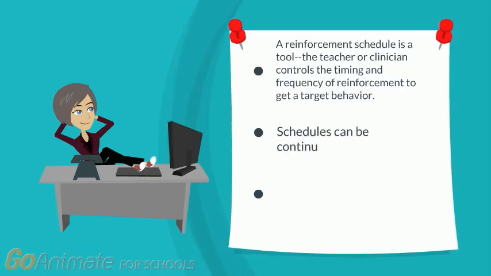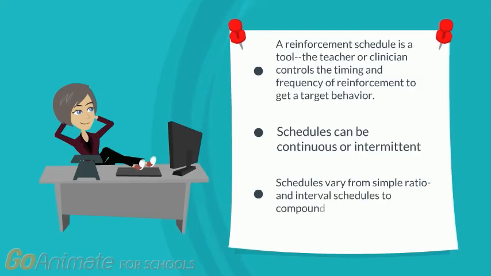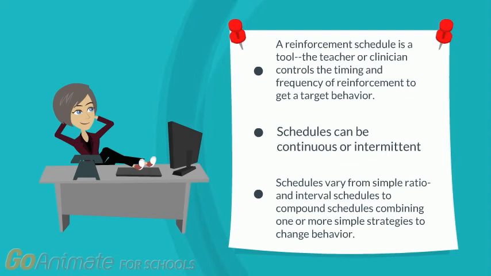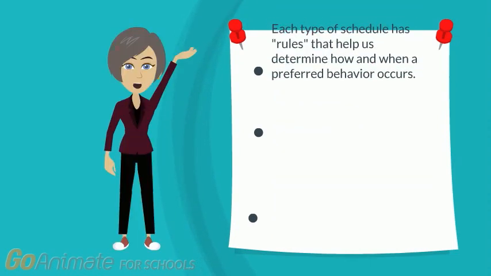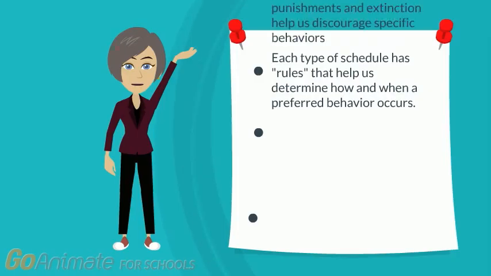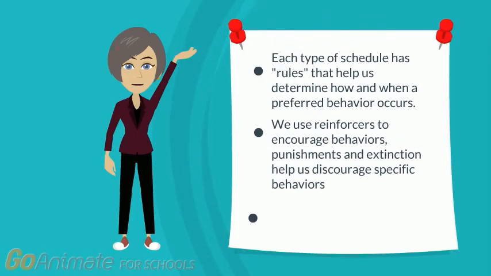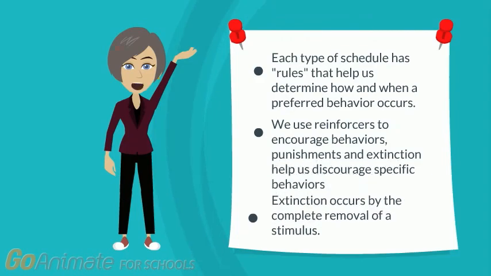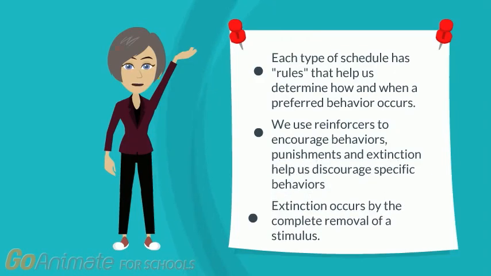Our schedules can be continuous or intermittent, and schedules can vary from simple ratio and interval schedules to compound schedules that combine one or more simple strategies to change a behavior. We use schedules to attempt to determine how and when a desired behavior is going to happen. We encourage certain behaviors through the use of reinforcers, and we discourage others through the use of punishment, or we might have them rendered extinct by the complete removal of a stimulus altogether.